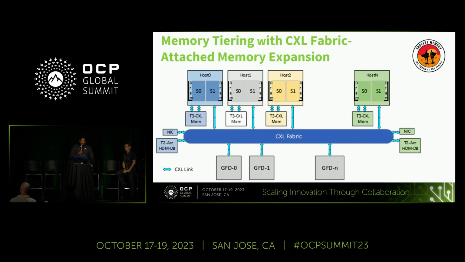So this is an example of how a fabric would look. In the picture, you can see there are multiple hosts, and each host will have its own Type 3 CXL memory expansion device, and also the host will be connected to a CXL fabric. The CXL fabric will have its own GFDs. The GFD is essentially a global fabric device, where each GFD can have different memory types. Since now it's a pool, based on where you want to place the data and how much capacity you want to enable for each host, you can very efficiently design a fabric and reduce your TCO.